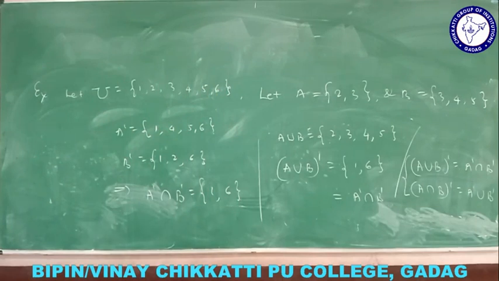So one thing that is true is that if you go for writing A complement, how do we represent it in the Venn diagram?